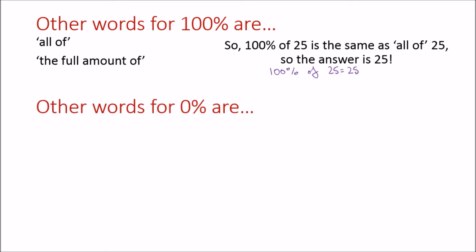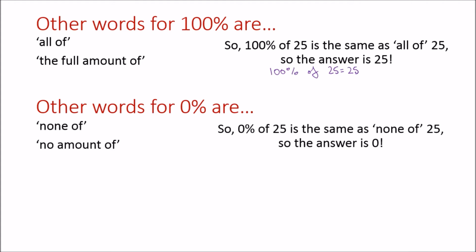Okay, what does it mean then to have 0% of something? Well, this is like the polar opposite. So this is none of that particular thing. This is no amount of it. So if we have 0% of 25, this is the same as saying none of 25. And so the answer itself is 0. 0% of amounts are the easiest ones to do because the answer is always 0.